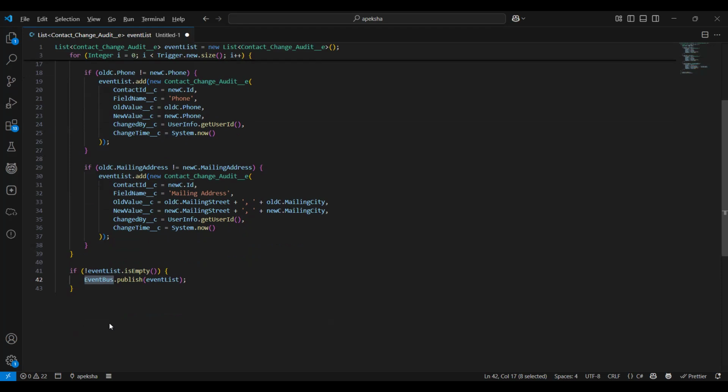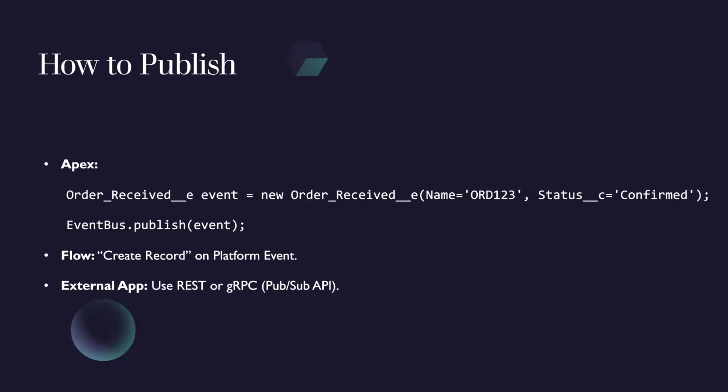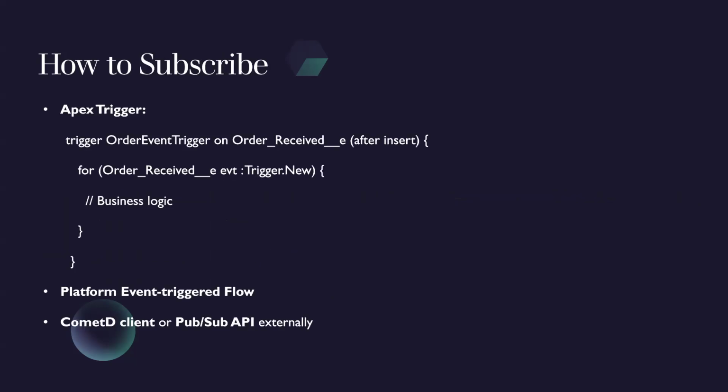So moving on, we just saw how we can publish an event from a trigger or Apex class. Other options could be you can create a record on a platform event, right? So you can publish an event from Flow, or you can also use REST APIs or Pub/Sub APIs, from externally to publish your events.